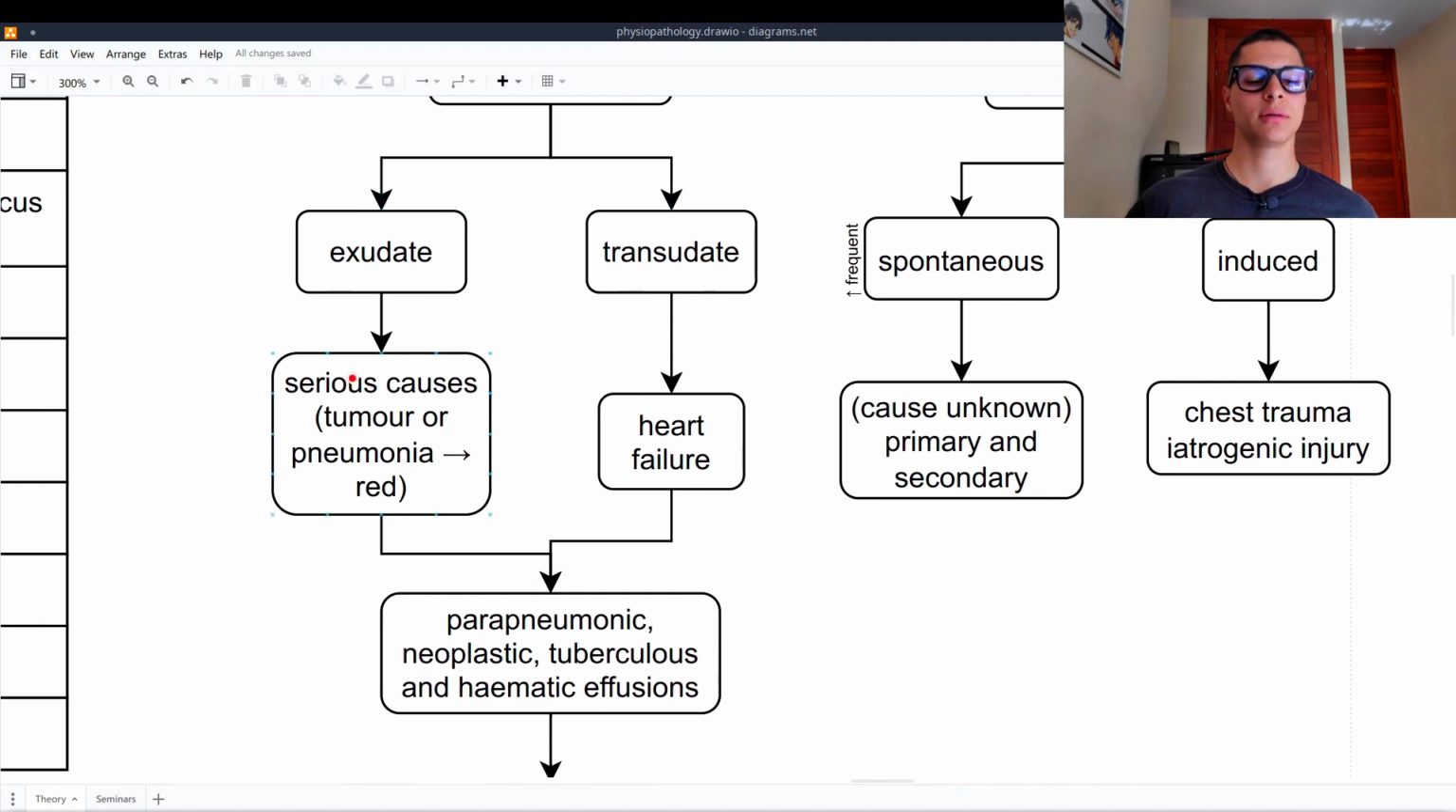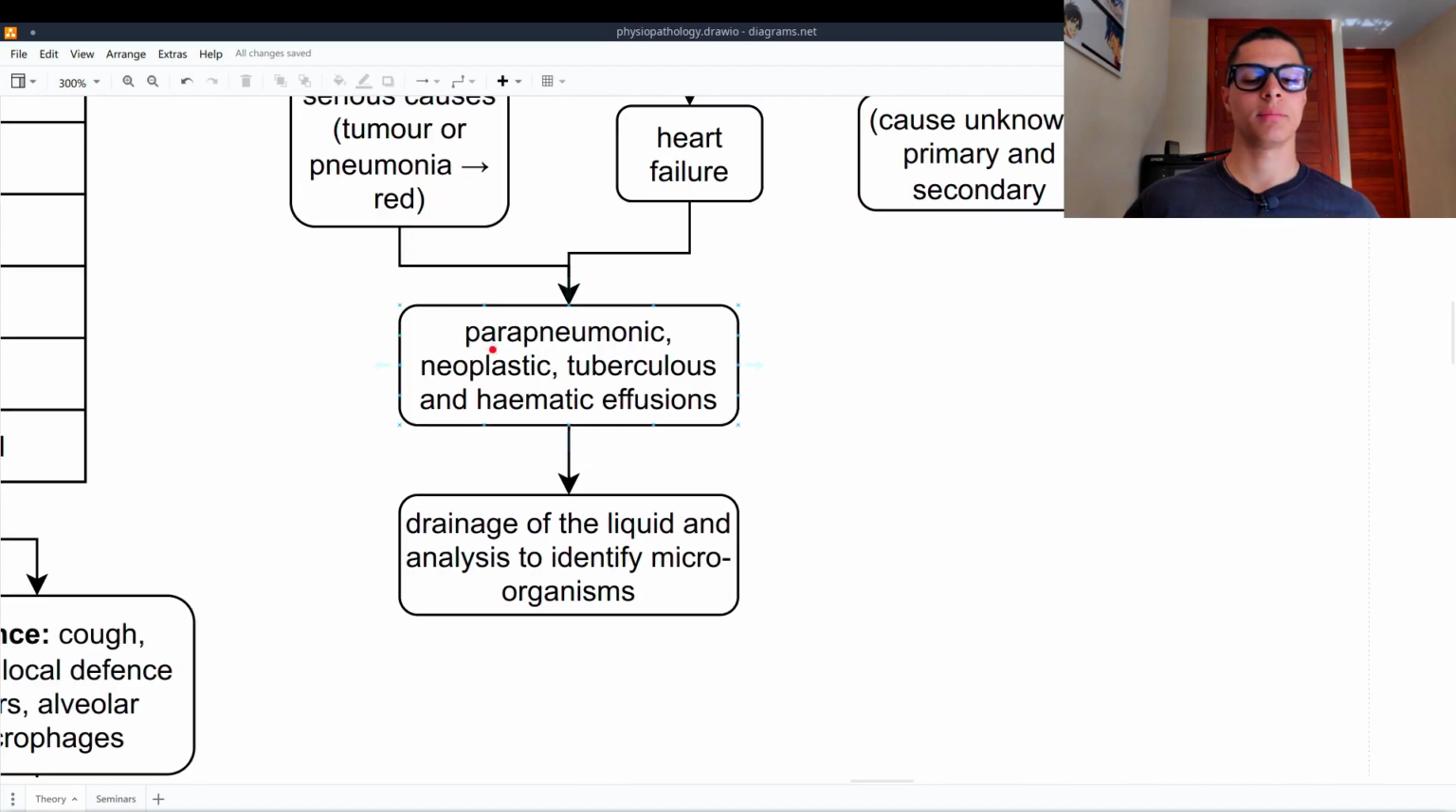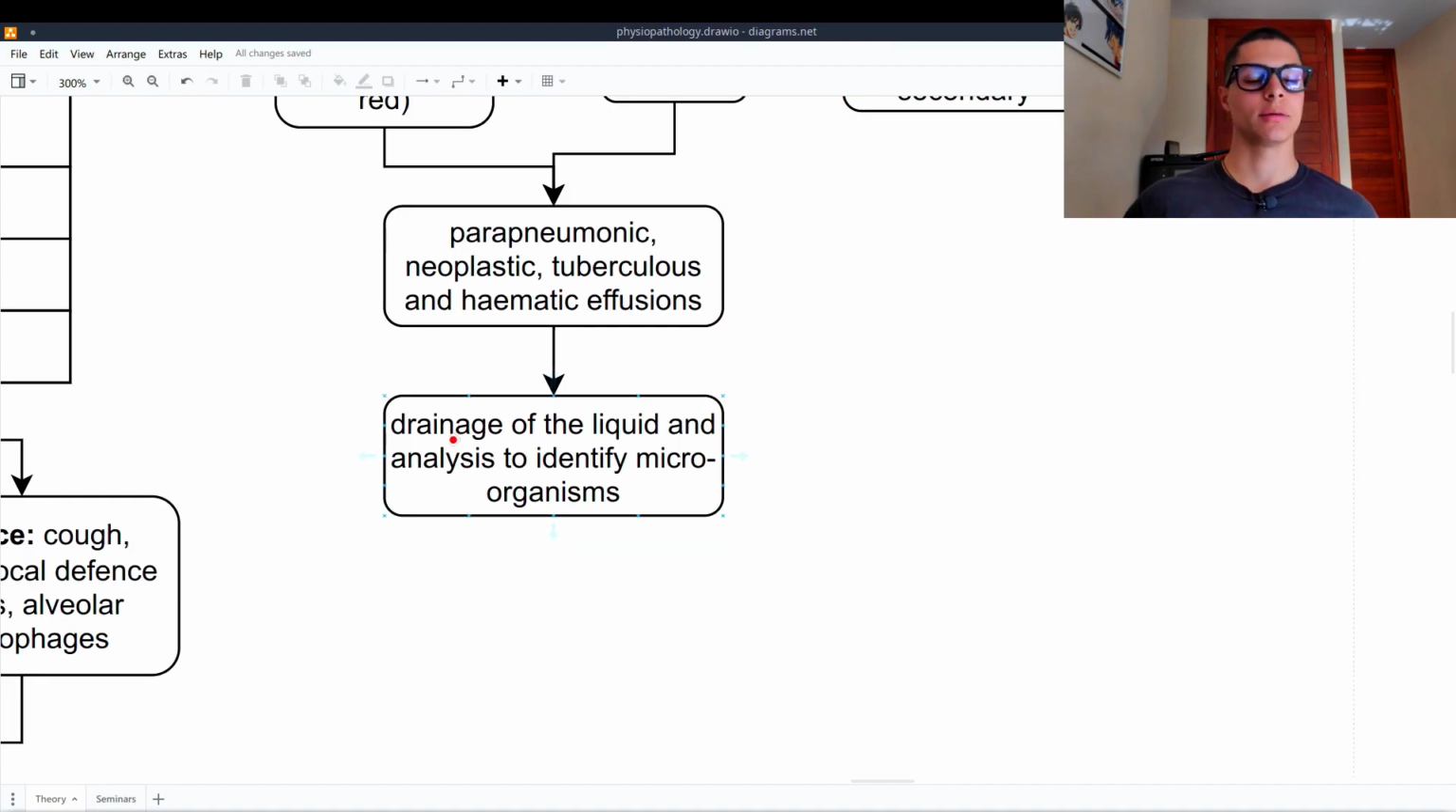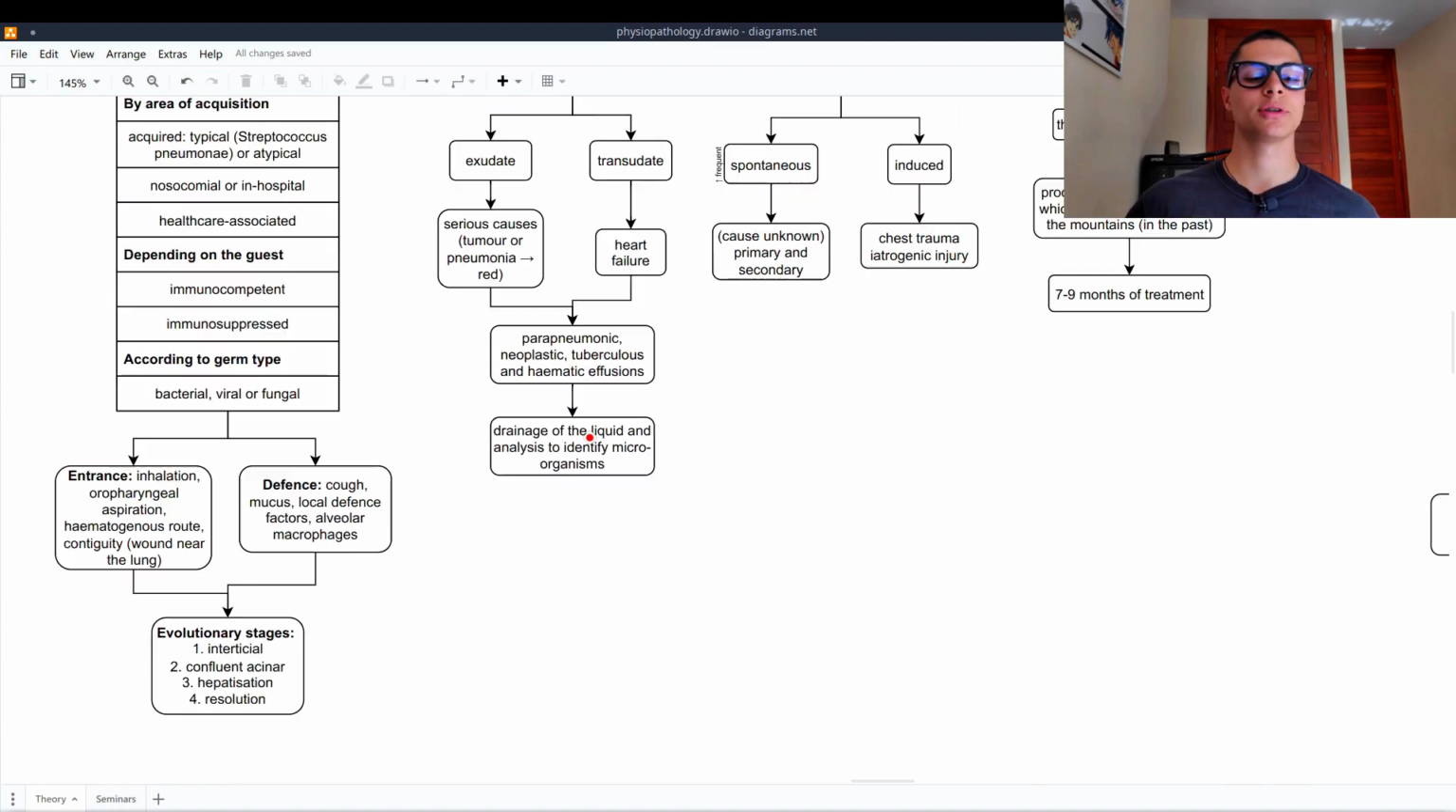Then we have pleural syndromes, pleural effusion, which is liquid in the pleural cavity via exudate or transudate. Exudate has serious causes, for example tumor or pneumonia, which indeed is red liquid, and transudate, for example, because of heart failure. Parapneumonic, neoplastic, tuberculosis, and hematic effusions. What we do here is drainage of the liquid and analysis to identify the microorganisms involved.